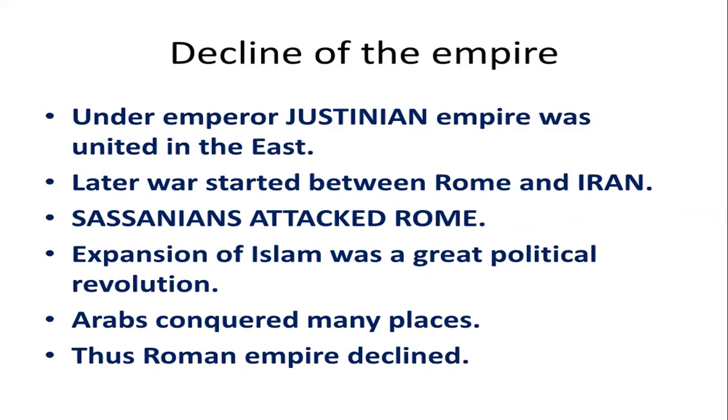By 642, barely 10 years after the Prophet Muhammad's death, large parts of both the Eastern Roman and Sasanian empires had fallen to the Arabs in a series of stunning confrontations. These conquests were eventually extended as far as Spain, Sindh, and Central Asia.